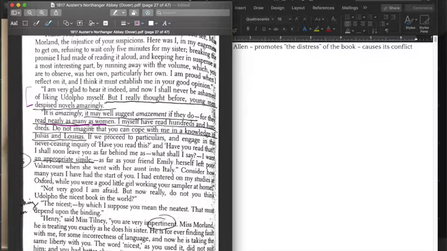I myself have read hundreds and hundreds. Do not imagine that you can cope with me in a knowledge of Julia's and Louisa's.